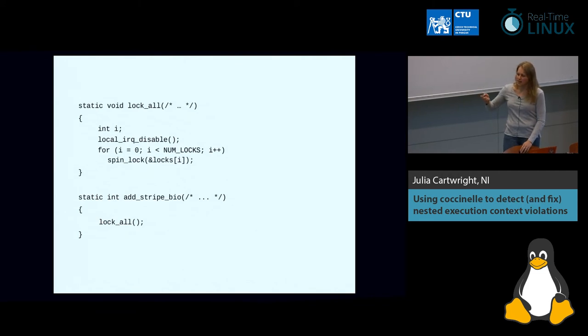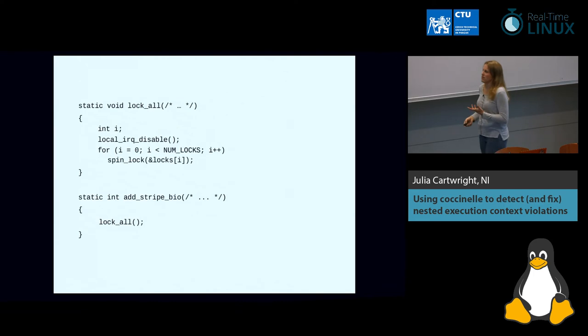So in this case, applying a tool like Coccinelle to this problem set is what I really want to look for. In a single function, if I ever invoke local IRQ disable and then I take a spin lock, that's a context violation. I can determine that statically, as long as I haven't invoked local IRQ disable, then local IRQ enable, and then acquired a spin lock.